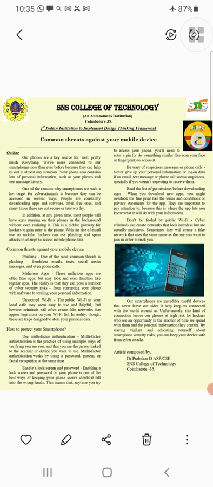Our smartphones are incredibly useful devices that never leave our sides. They help us stay connected with the world around us. So you can keep your device safe from cyber attacks.